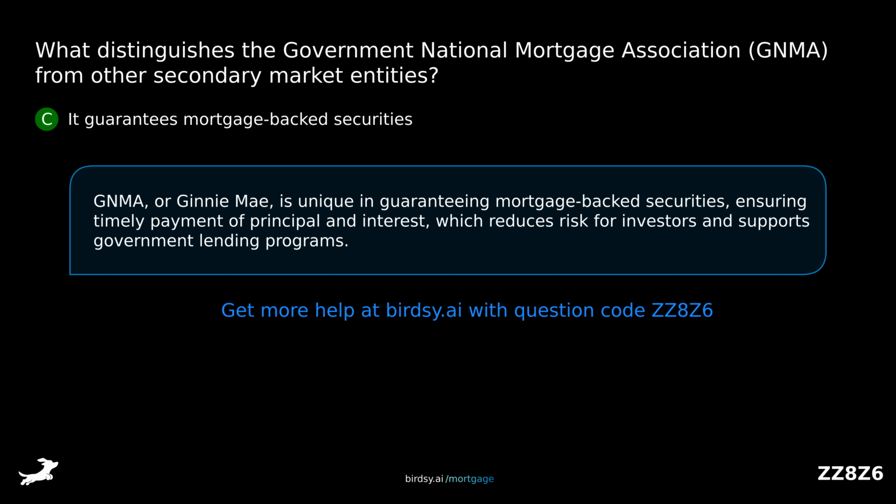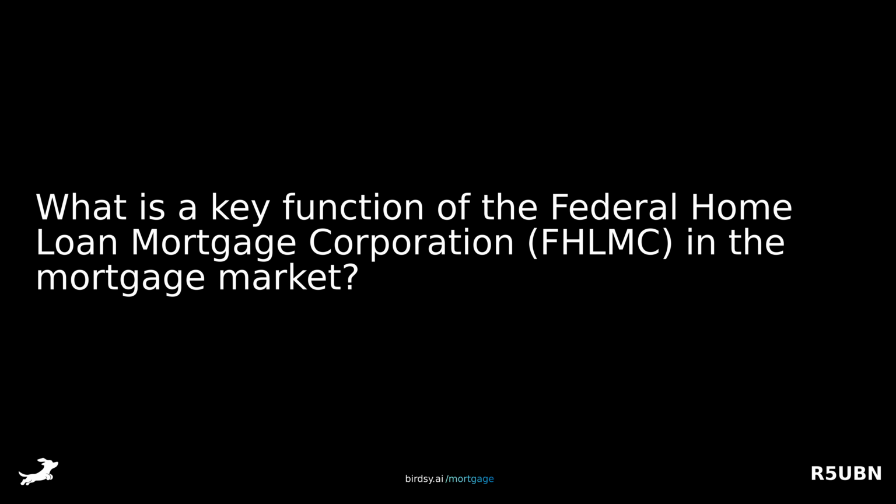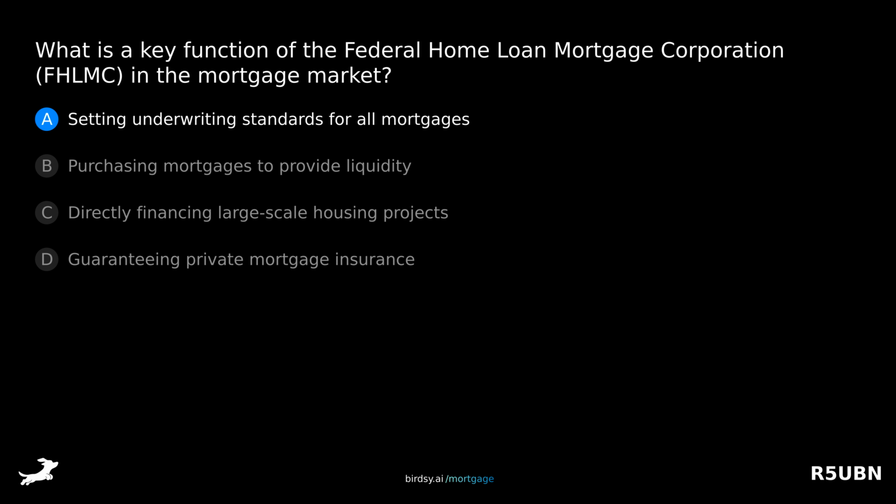GNMA, or Ginnie Mae, is unique in guaranteeing mortgage-backed securities, ensuring timely payment of principal and interest, which reduces risk for investors and supports government lending programs. What is a key function of the Federal Home Loan Mortgage Corporation in the mortgage market? Is it A, setting underwriting standards for all mortgages, B, purchasing mortgages to provide liquidity, C, directly financing large-scale housing projects, or D, guaranteeing private mortgage insurance? The answer is B, purchasing mortgages to provide liquidity.